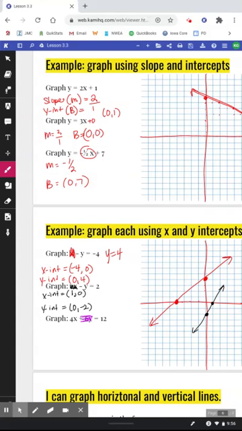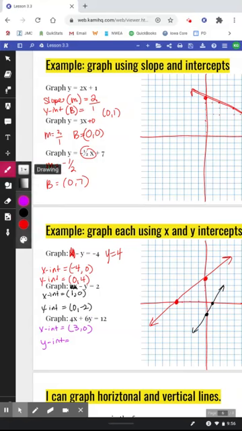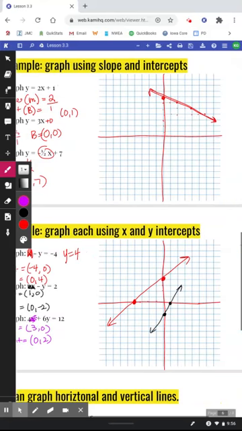On the third one, I cover up the y to solve for x, and that would give me an x-intercept of 3. And then for the y-intercept, I cover up the x, divide each side by 6, and that would give me a y-intercept of 2. X at 3, y at 2, and there would be the graph of the third one.